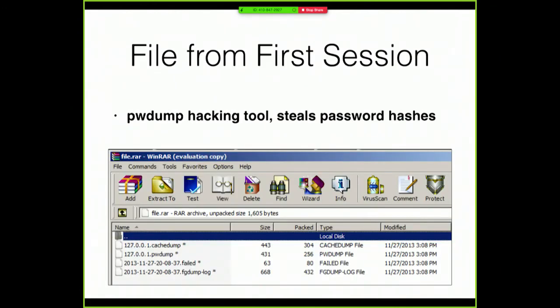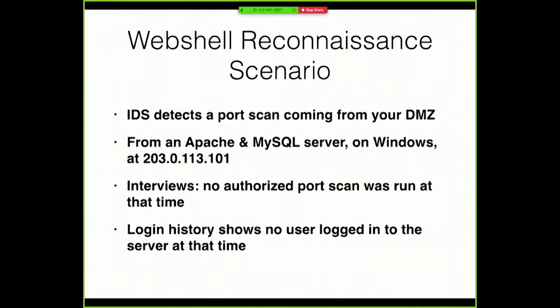All right, and so there's the pwdump hacking tool, and that's one of them. Here's another one. You have a port scan coming out of your devices, Apache server, and of course you check, and nobody in your company was actually supposed to be doing a port scan at that time. It's not common that anybody at your company is doing a port scan. And so there shouldn't have been any user logged in either at that time. And the login history shows that no one was logged in. So that's getting more annoying. Someone is actually using your machine without logging in.